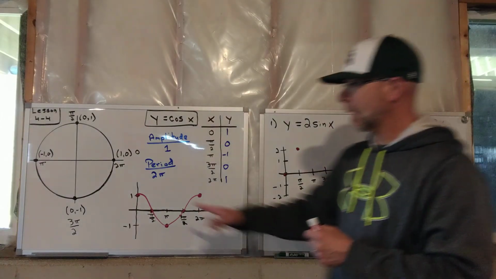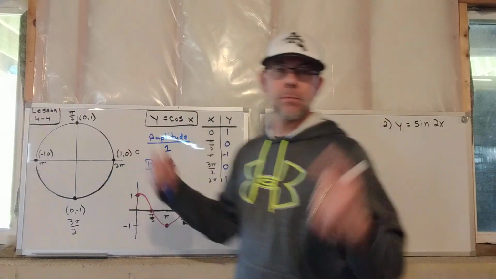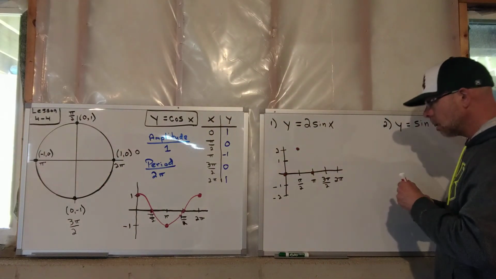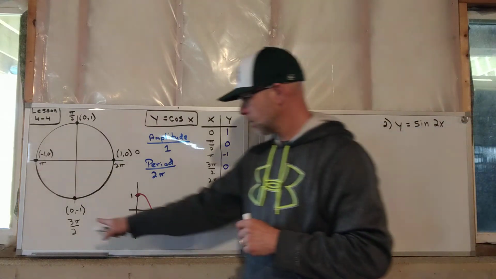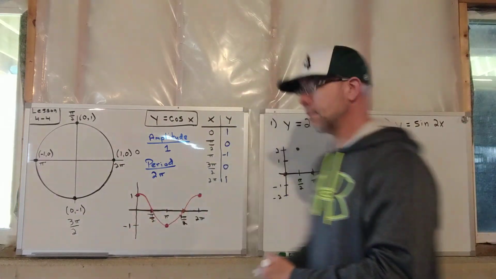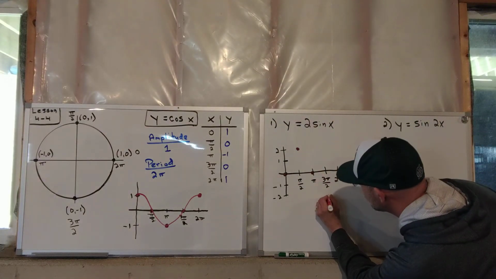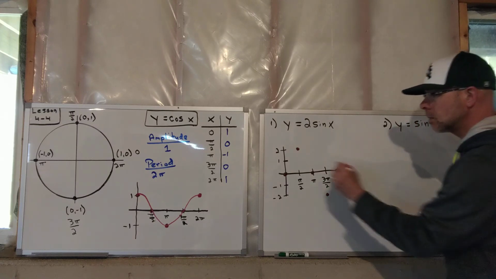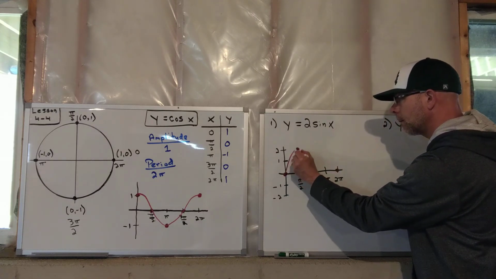If you go to pi, the sine is 0. Times 2 is still 0. So that's right there. You go to 3 pi over 2. The sine is negative 1. Times that by 2, it's negative 2. So this goes all the way down to negative 2. And then this is back to 0, times 2 keeps it 0. So you get this effect.